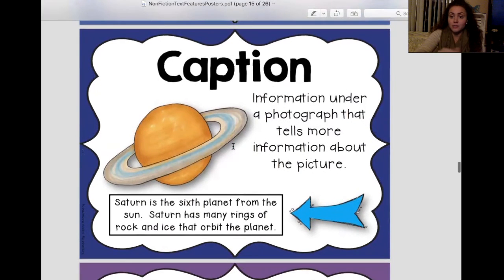A caption, this is another one you're going to see a lot of today. It goes along with a picture or an illustration. It tells information about why that picture is important and how it gives additional information.